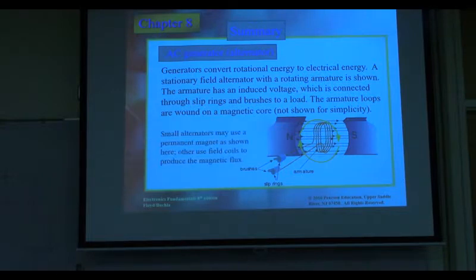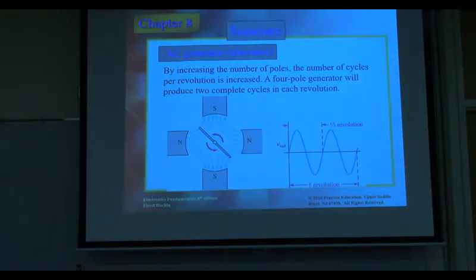Okay, here. The small alternators may use a permanent magnet. I believe inside we use a permanent magnet. But for bigger ones, for example, the ones you use at home to generate 5 kilowatts or something, they may have both permanent and a little bit of electric magnet. But for industrial, they do not use permanent magnets because they need a very big magnet to produce the magnetic flux.